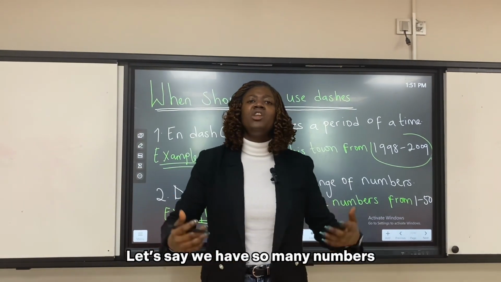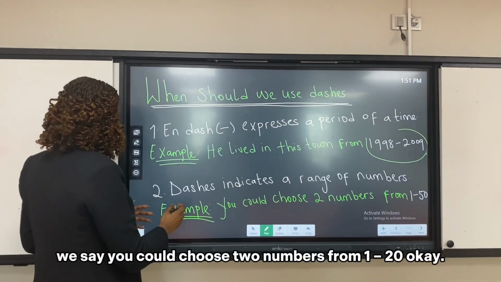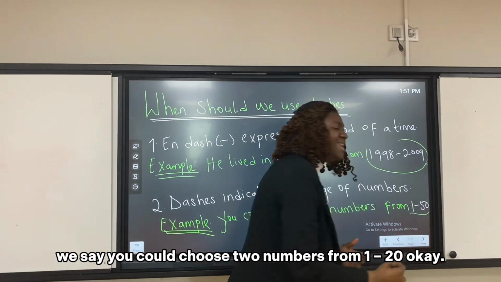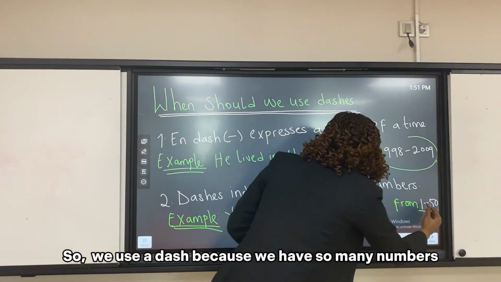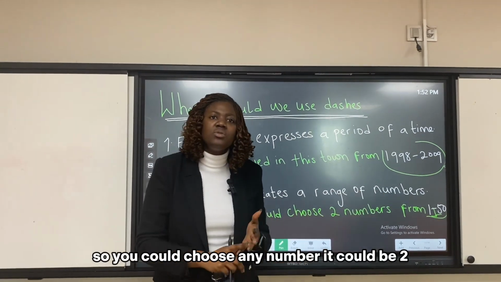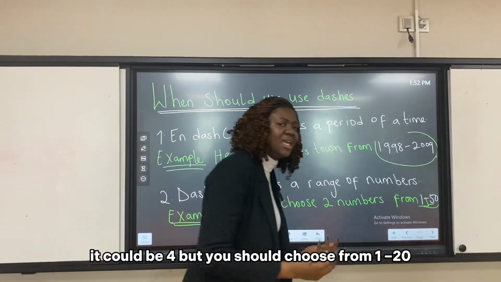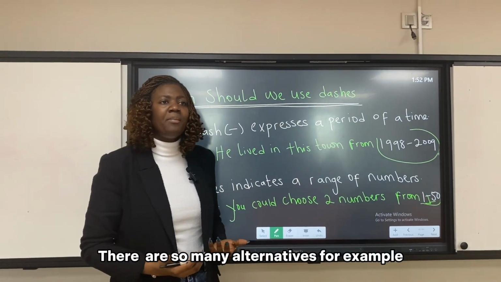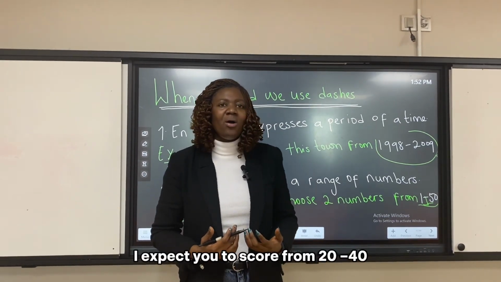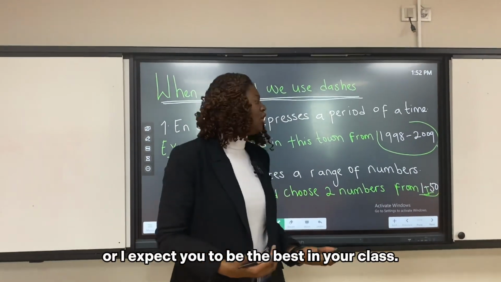Again, we use dashes to indicate a range of numbers. Let's say we have so many numbers and we want to indicate specific numbers. We say you could choose two numbers from 1 to 20. Okay, so we use a dash because we have so many numbers. It could be 2, it could be 3, it could be 4, but you should choose from 1 to 20. There are so many alternatives. For example, a parent can tell the children, I expect you to score from 20 to 40, or I expect you to be the best in your class.